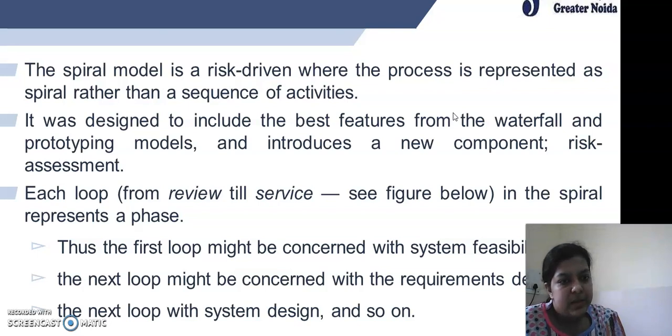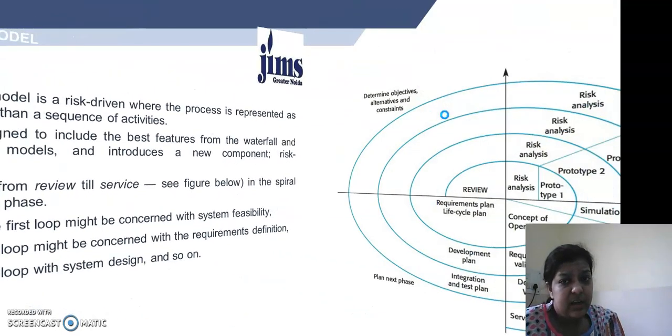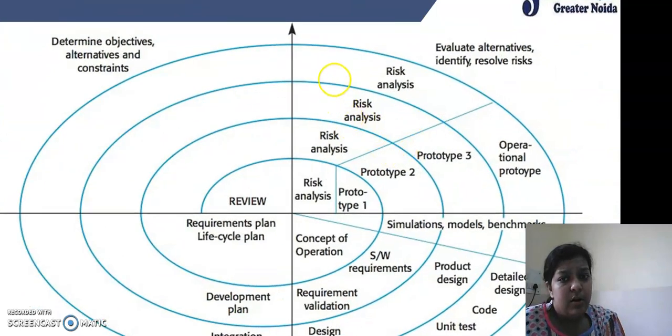Clear? This is a very important model. In all the above models, there is no risk handling. We have not covered risk anywhere. Whereas in the spiral model, we are covering the risk. Now, how are we doing it? We are dividing our process into four quadrants: 1, 2, 3, and 4. The four quadrants are each given a specific role.